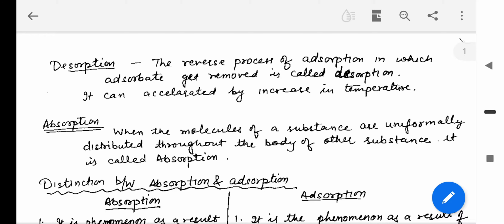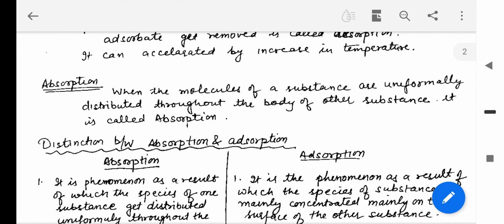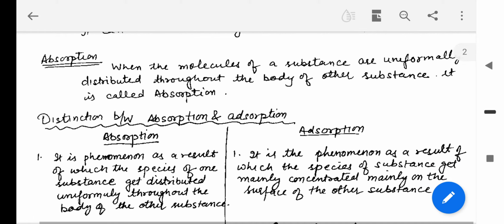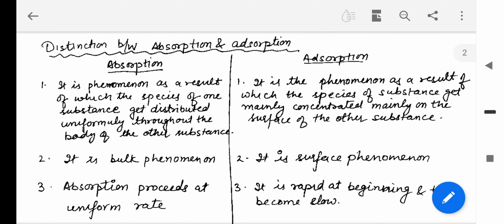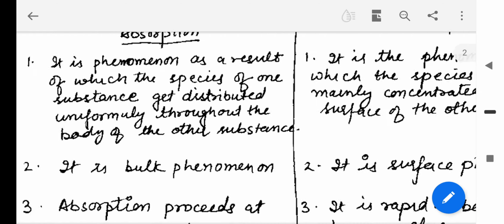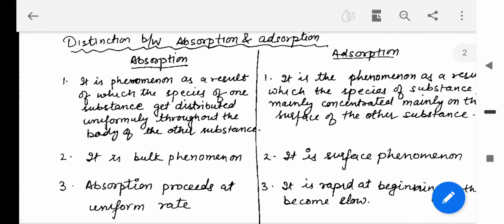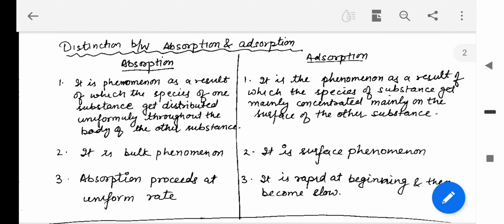So next is absorption. I am here showing you the comparative study between absorption and adsorption. Absorption is the process as a result of which species of one substance get distributed uniformly through the bulk of other substance. It means all the particles uniformly penetrate deep in the bulk of the other substance. That is why this is called a bulk phenomenon.